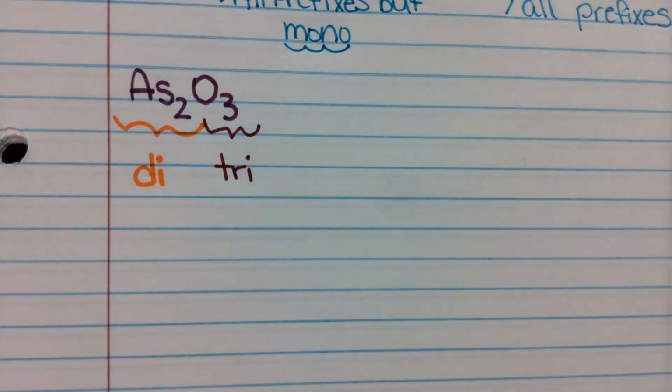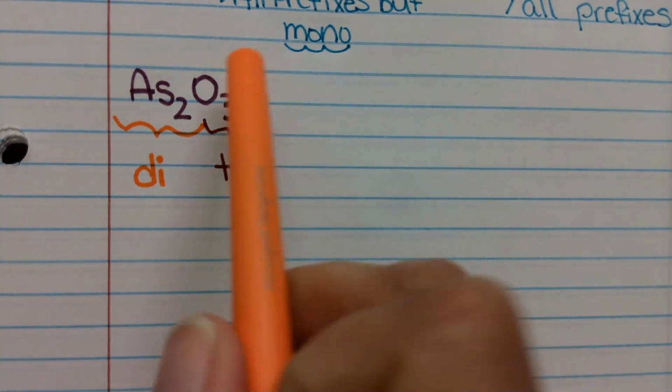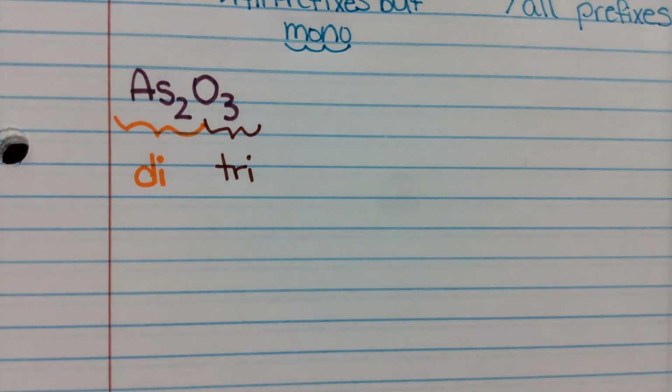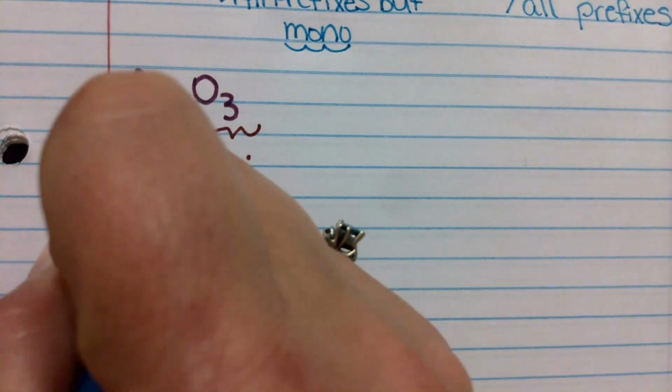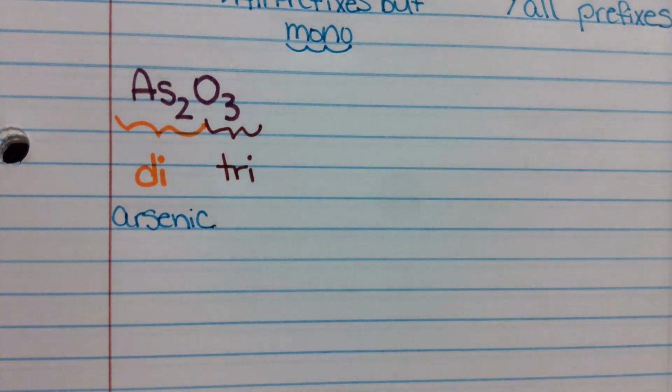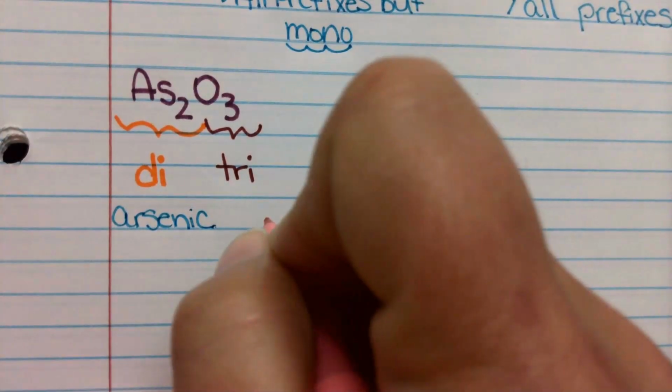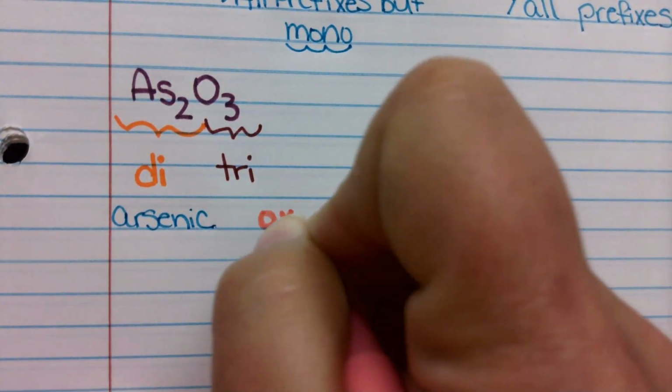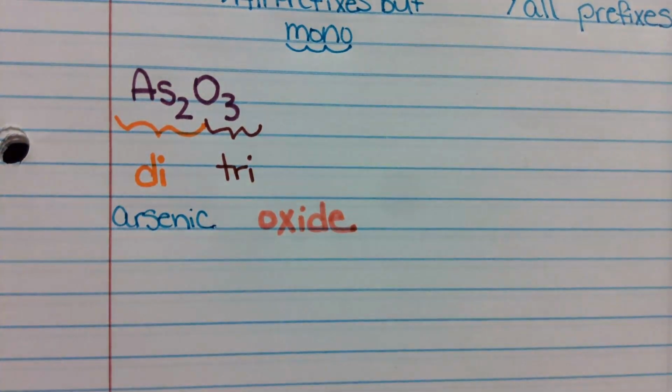Just like you're diagramming a sentence, you're building the sentence of the covalent compound. Then I go ahead and name that full first element. You can look at your periodic table if you need to, but As is arsenic. So I write the word arsenic under that di. Remember, for that second element, we are going to name it root plus "ide". The root of O is ox, and if you need to remember your roots, please look at the video linked below. So I name it ox, and then add ide, so it's oxide.